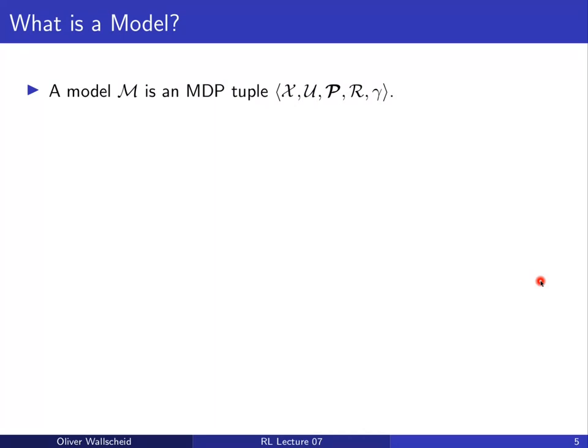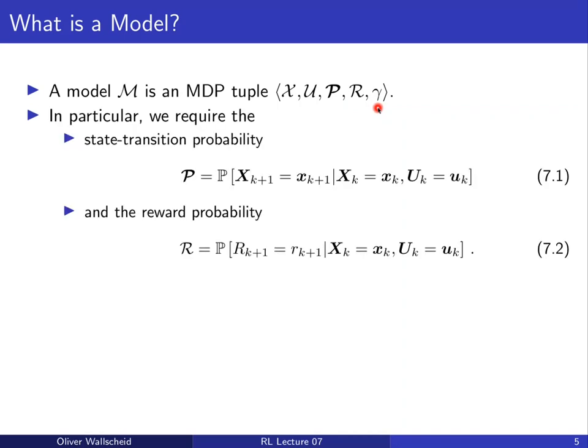And the question is, of course, if we are using that model as an important instance of model-based reinforcement learning, then we should also dig a little bit deeper in terms of what a model is. First, of course, we can recap that in an MDP sense, a model can be stated as a tuple consisting of the state space, action space, the state transition probability, the reward probability, and if we are in a discounted problem, then also the discount factor gamma.